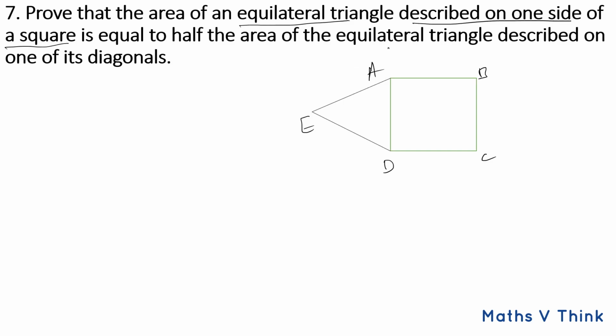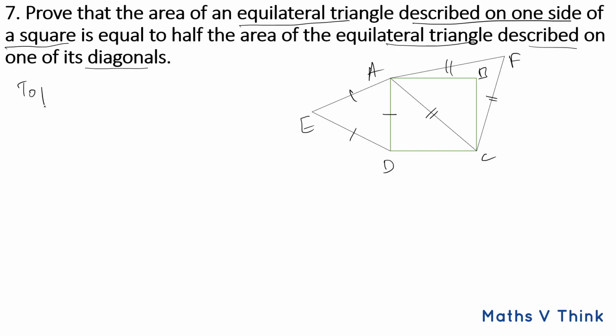Same way, an equilateral triangle described on its diagonal. So let's draw diagonal AC. On that we need to draw an equilateral triangle AFC. So AED is an equilateral triangle. So this and this, all sides will be equal. Same way, AFC is an equilateral triangle. So this side, this and this will be equal.